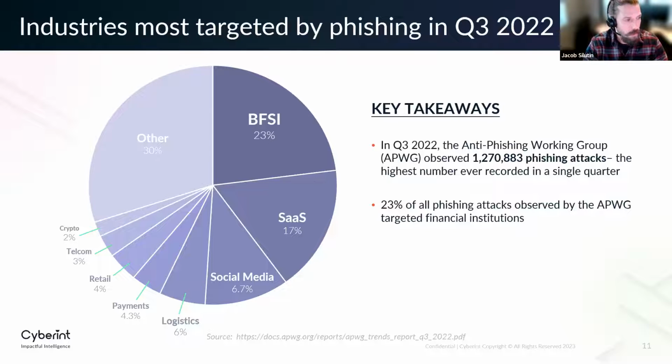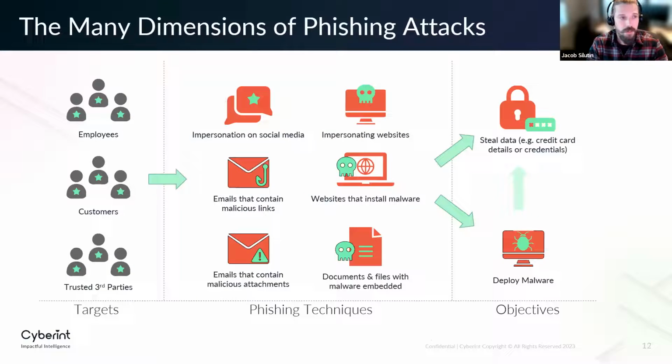What's interesting here is that we can see that 23% of all phishing attacks observed by this group targeted the financial institutions. So that's the largest piece of the pie here. You can see on the left side, 23% for the financial services, 70% for software companies, and the rest are in lower percentages. But we can see that there's a lot of targeting when it comes to the financial industry.